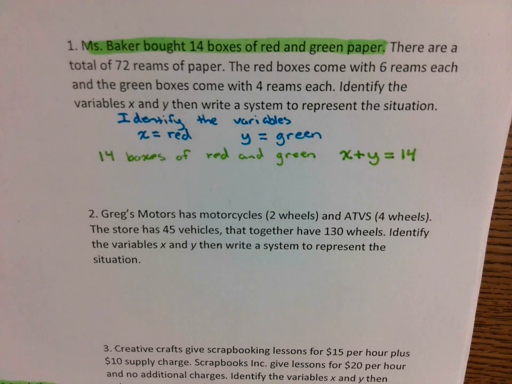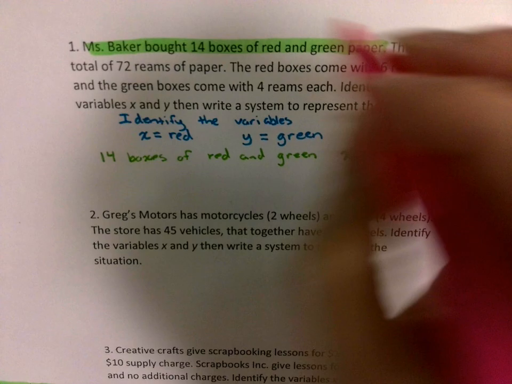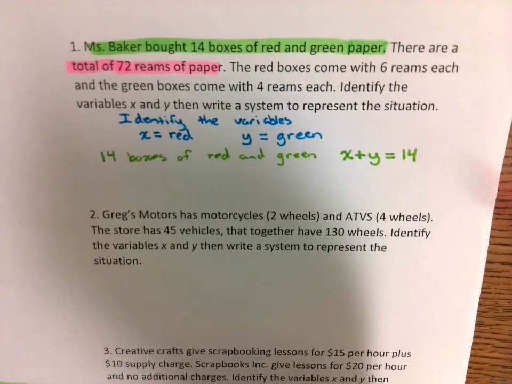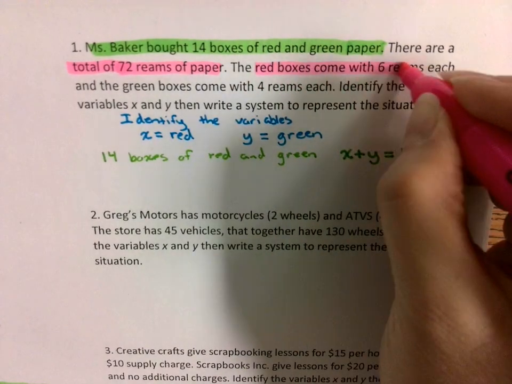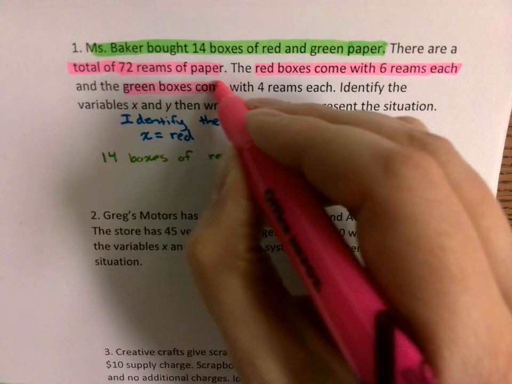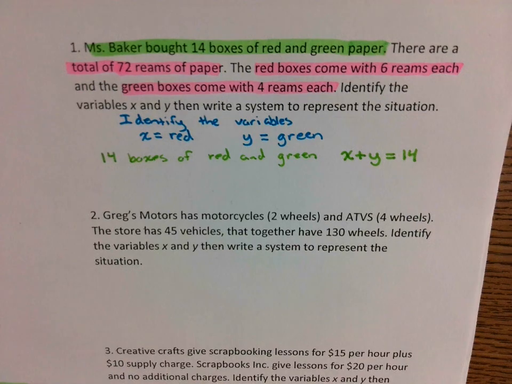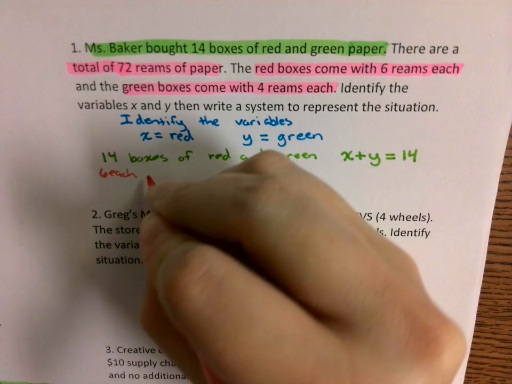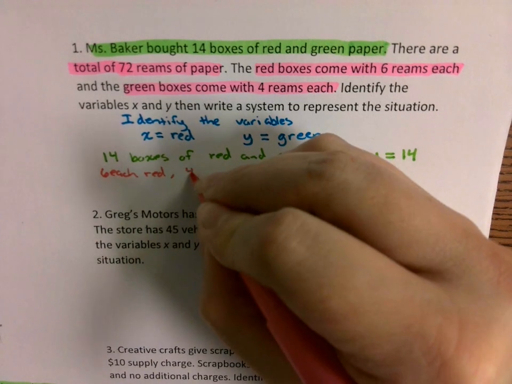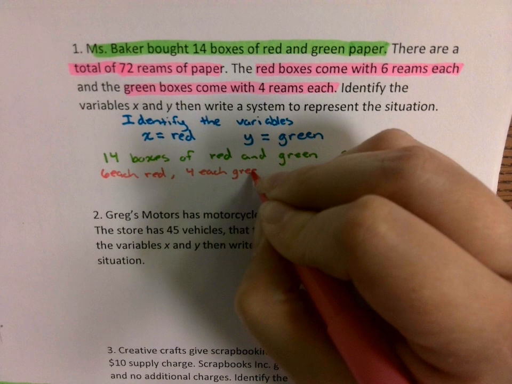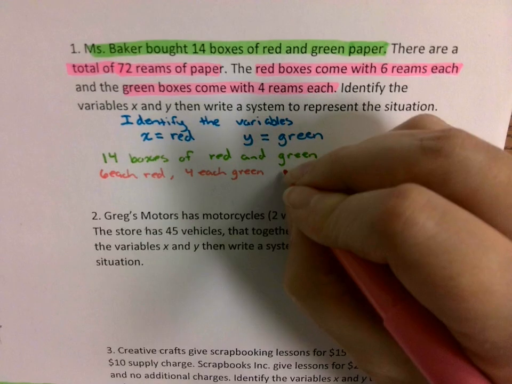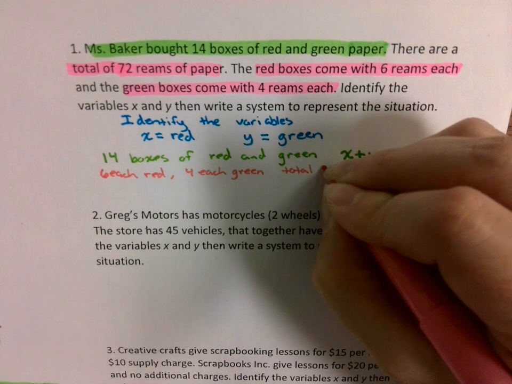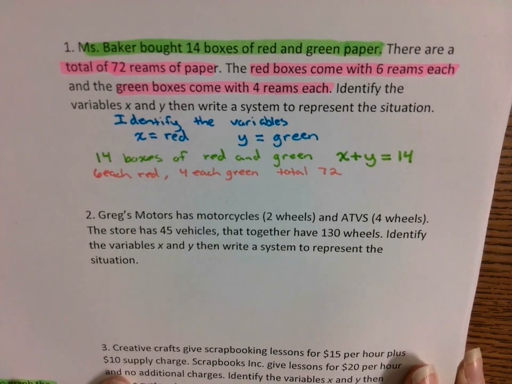Okay, my next statement on here. There are 72 reams of paper, and the red has 6 reams each. The green has 4 reams each. That's the next set of information that I've got. So I have 6 each for the red, I have 4 each for the green, and it's going to be a total of 72.